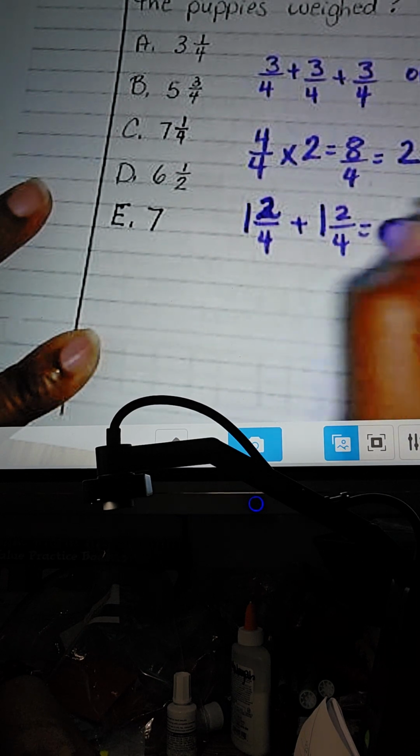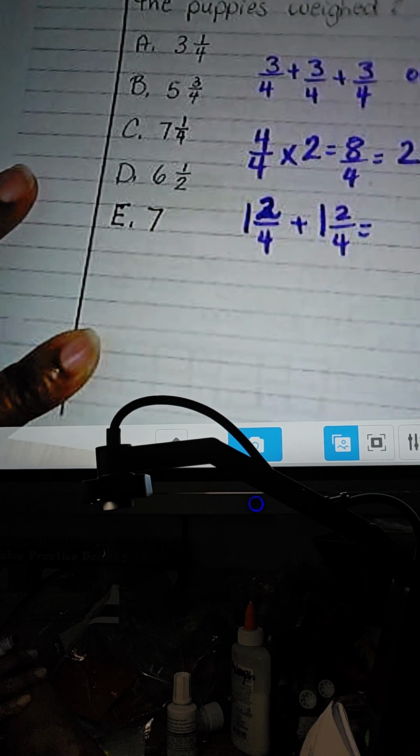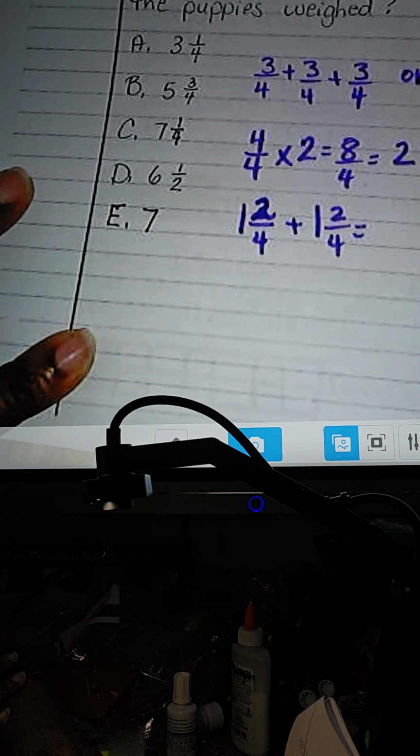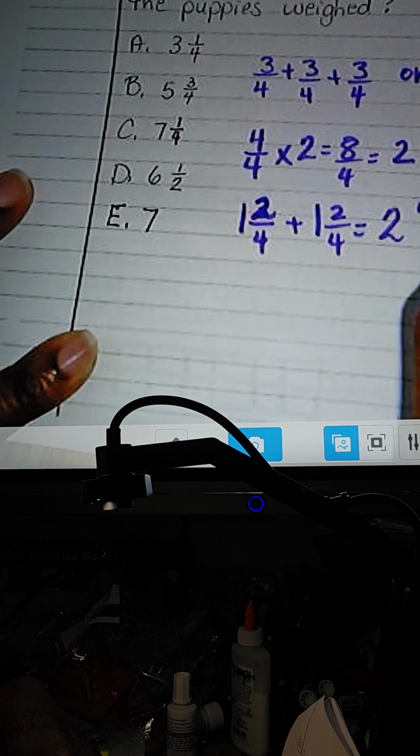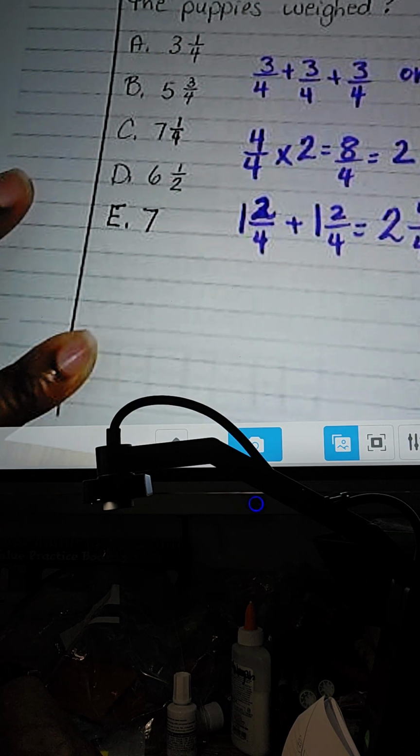1 2/4 plus 1 2/4. How much does that equal? Wait a minute. How does 1 plus 1 equal 1? 2 4/4. 2 4/4, which actually equals how many? 3 wholes, because 4/4 is a whole.